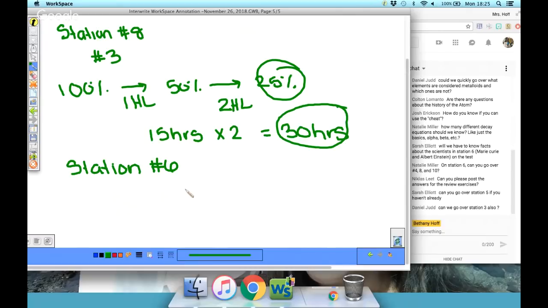For station number 6, Natalie, are you talking about that, or are you talking about the bottom with the people? I'm just kind of wondering which one you're talking about.